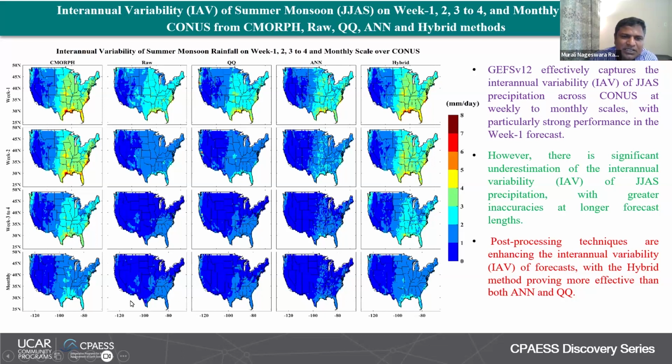Large underestimation is there in the raw model product, particularly for week 2, week 3 and the monthly scale. Week 1 somehow is captured, but still it is underestimated. The quantile mapping method is slightly improved, but still a large underestimation is there. The NN is slightly better than the quantile mapping method, but the hybrid method outperformed, with patterns very similar to the observation.